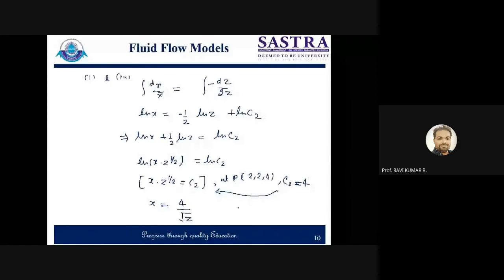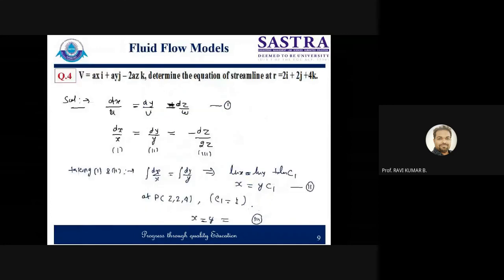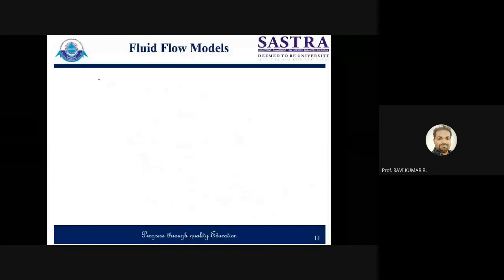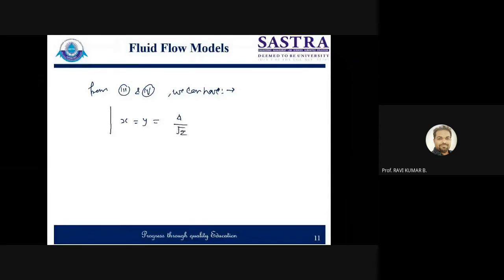Clear? This we got. Just look here, x is equal to y. This is one equation. x is equal to 4 divided by y under root z. This is the second equation. So combining from the third and fourth equations, we can say x is equal to y is equal to 4 divided by under root z. So this is the required equation of streamline.